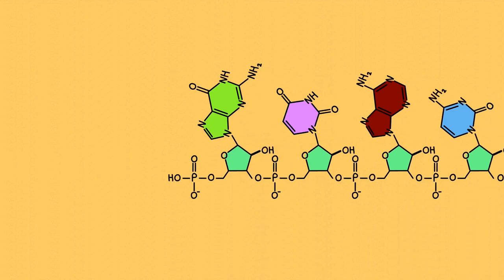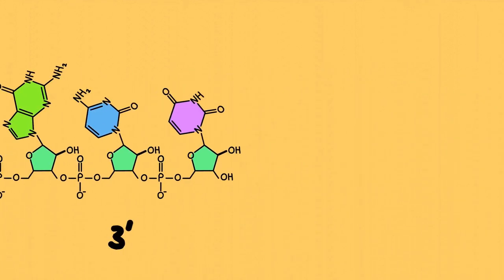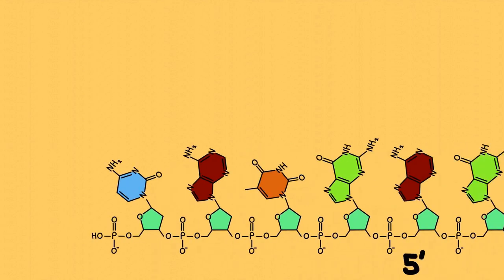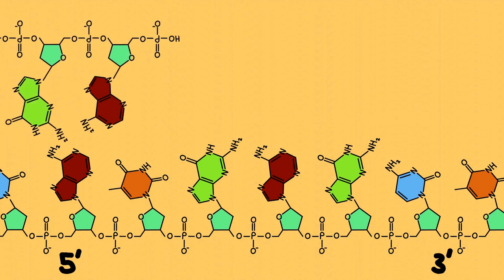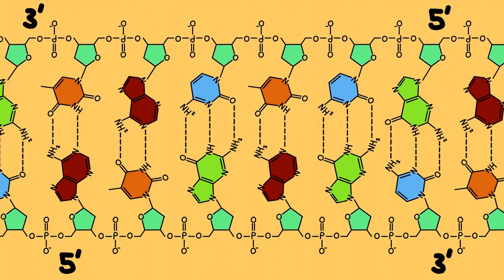An RNA molecule is a relatively short single polynucleotide chain. A DNA molecule, however, is a double helix consisting of two antiparallel polynucleotide strands held together by hydrogen bonds between the complementary base pairs.